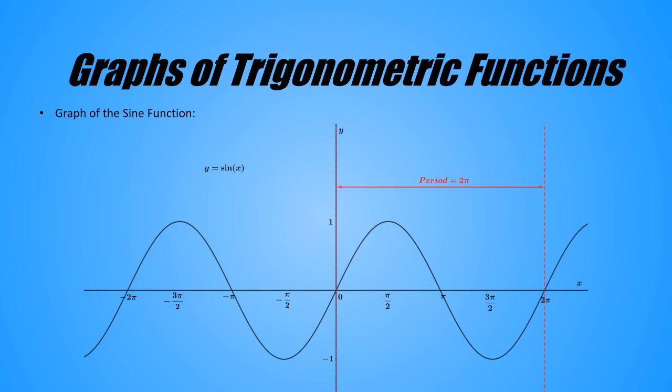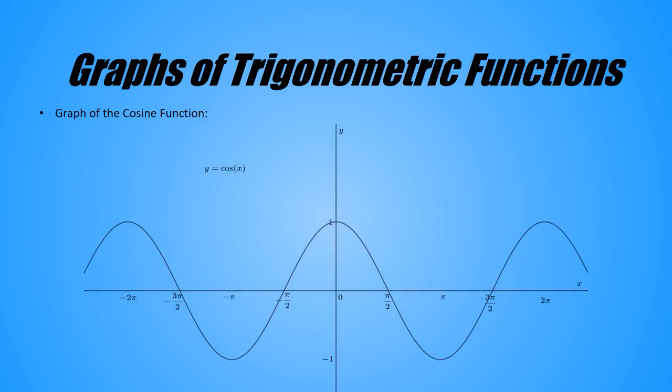Now you can do a similar exercise for the cosine function to get this graph. Cosine is also periodic with a period of 2 pi. And finally, you can go through the same exercise to get the graph of the tangent function.